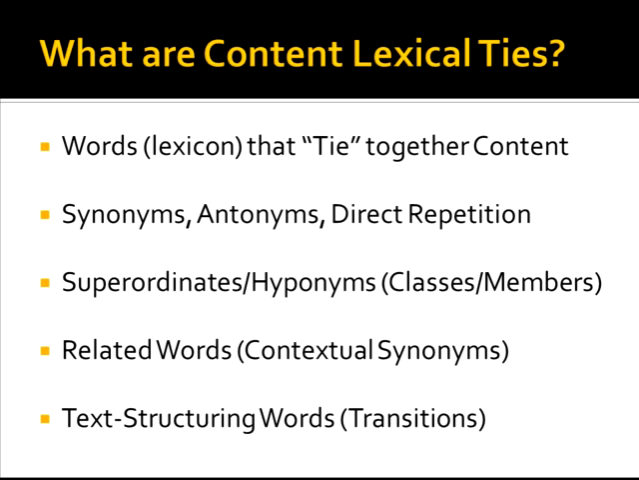Superordinates and hyponyms are fancy words for classes and members of those classes, such as the class animal and the members lions, tigers, and bears, oh my. Related words are contextual synonyms, meaning they wouldn't normally be synonyms, except the context in which they are used makes them synonyms. For example, young and confidence are not related by definition alone, but they become related words, almost synonyms, in the sentence, young people today believe they can have it all. Confidence knows no bounds. Finally, what Liu calls text structuring words are just simple transitions.